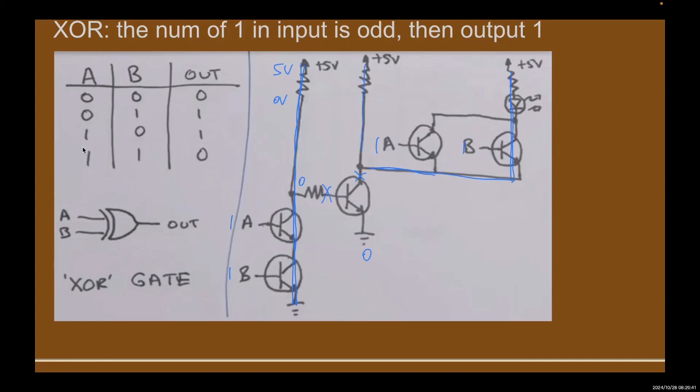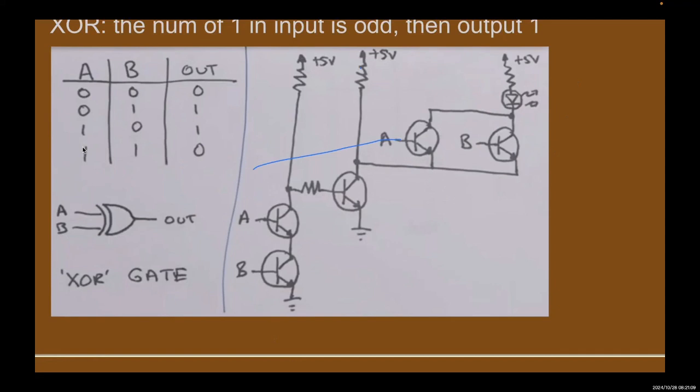And so it's like this. At both sides of the bulb, there are 5. There is no voltage difference, so the bulb is not working, and it's 0. Is that clear? Okay. So that's how you build a XOR gate.